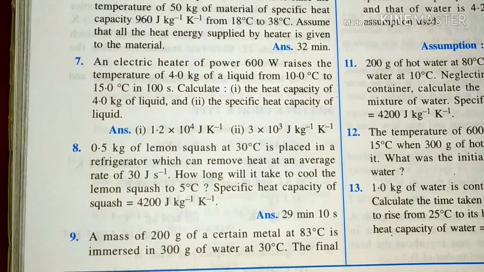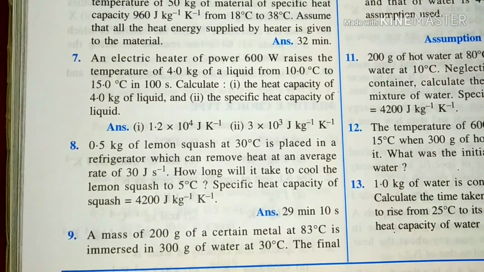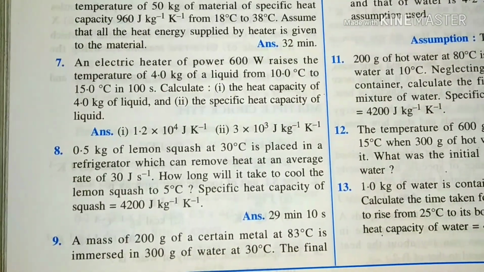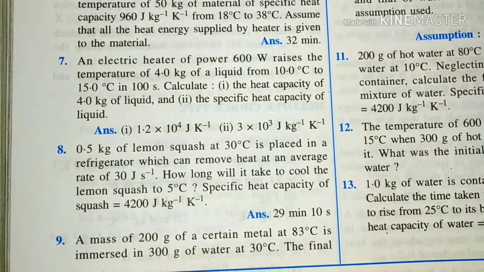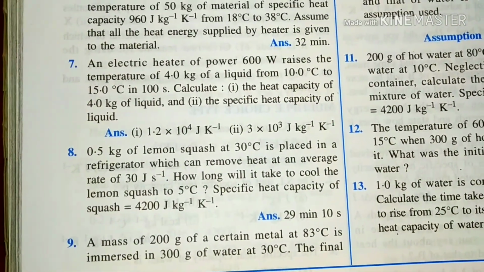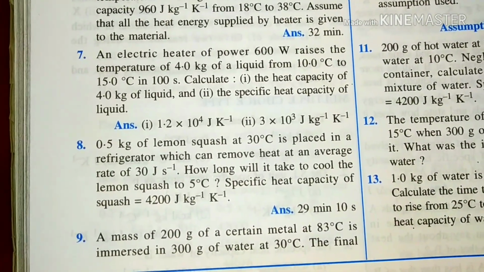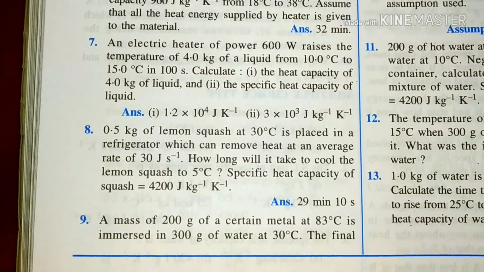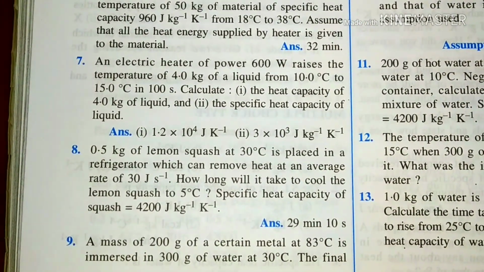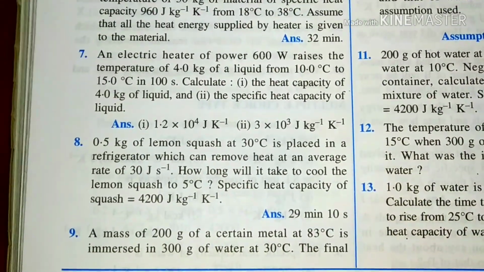Let us proceed with sum number 8. According to sum number 8, it is given: 0.5 kg of lemon squash at 30 degrees Celsius is placed in a refrigerator which can remove heat at an average rate of 30 joule per second. How long will it take to cool the lemon squash to 5 degrees Celsius? Specific heat capacity of squash is equal to 4,200 joule per kg per Kelvin.